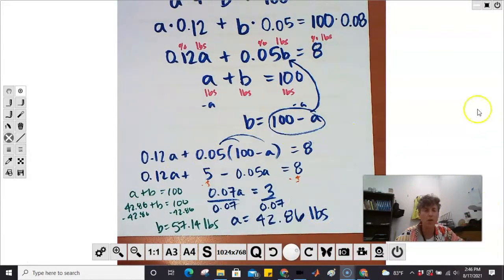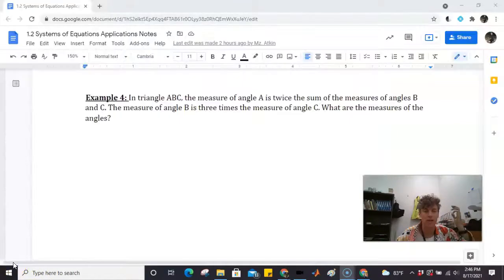All right, we're going to do one more example. Last one. In triangle ABC, the measure of angle A is twice the sum of the measures of angles B and C. The measure of angle B is 3 times the measure of angle C. What are the measures of the angles? All right, let me read that again. Sometimes the first reading is just words, and then I read for understanding. Okay, in the triangle, the measure of angle A is twice the sum of the measures of B and C.